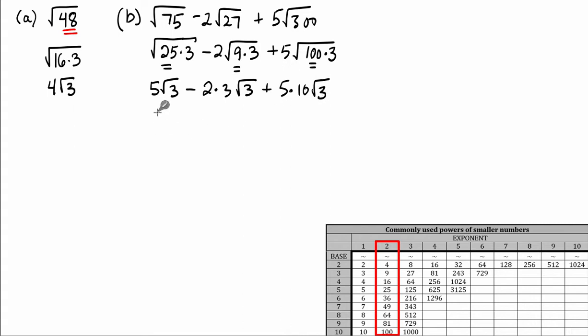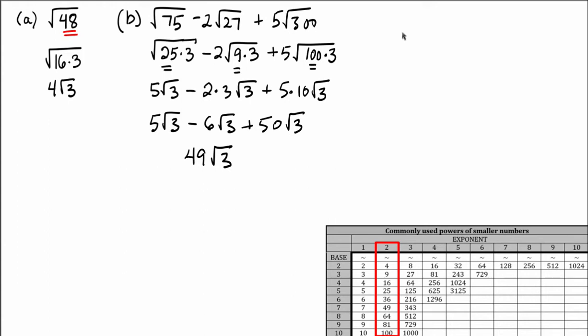This is 5 root 3 minus 6 root 3 plus 50 root 3, which is altogether 49 root 3. Final answer. On the third example, which will involve a fraction, we're going to use a specific method which involves the conjugate of this denominator.